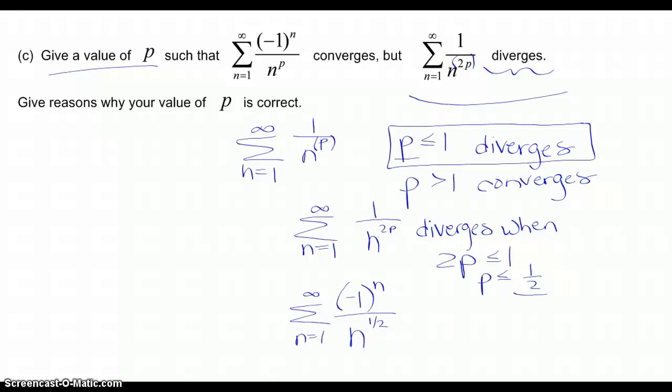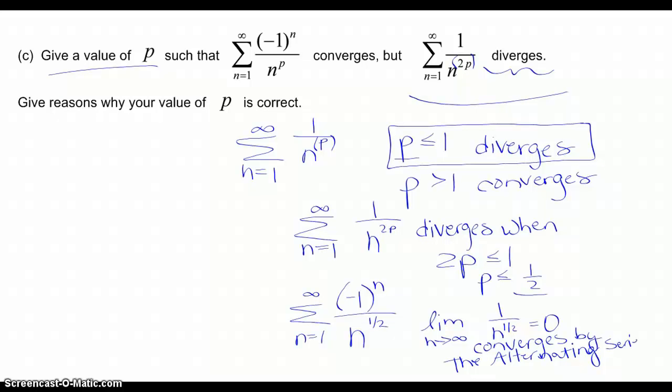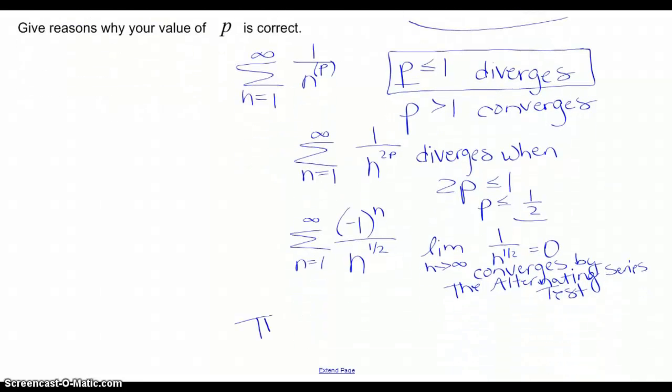Well, if this was a positive series, it would diverge. But it's an alternating series, so let's run the alternating series test. Take the positive counterpart. If we get 0, that converges by the alternating series test. So the value of p must be positive 1/2. As simple as that.